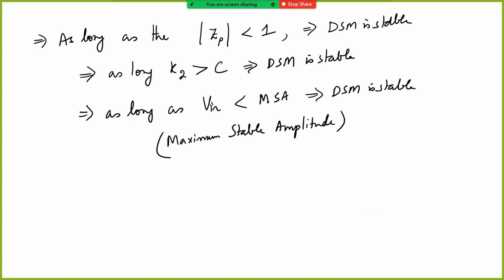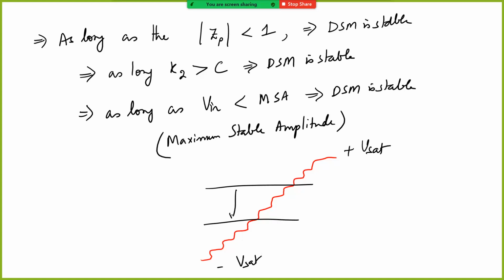Okay, that is to say, let's say you have this quantizer. The MSA can be restricted to something like this. Let's say this is plus Vsat, and this is minus Vsat, you can say that this is your maximum stable amplitude. If it is a unipolar thing, obviously, if it is 0 to this one, this is your maximum stable amplitude. All right.